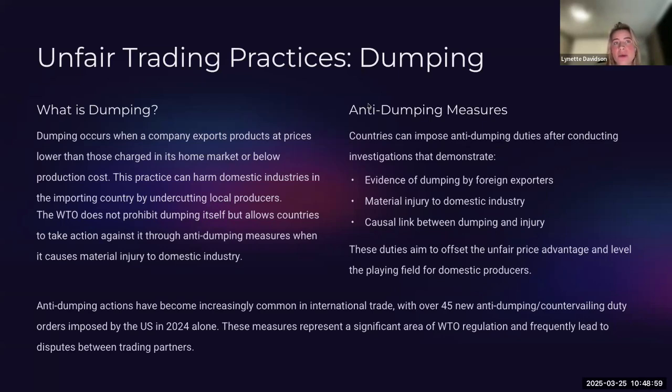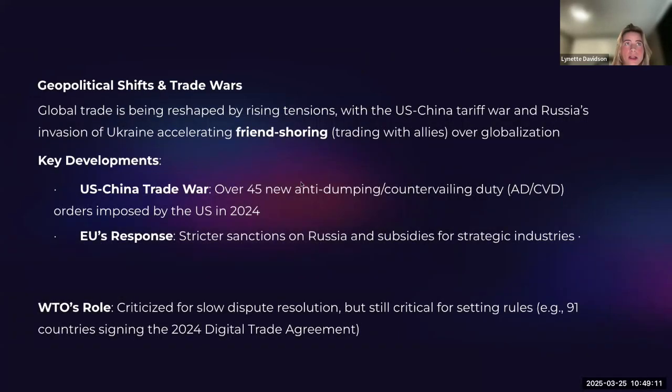Anti-dumping actions have become more common in international trade over the past years, and they can lead to many disputes between trading partners as well. Now, this is a bit more up to date. If we think about geopolitical shifts and trade wars, global trade is being reshaped, with rising tensions, especially Russia and Ukraine, or the United States and China. There have been more than 45 new anti-dumping orders imposed by the states in 2024.